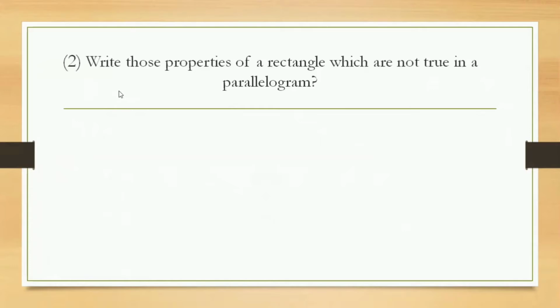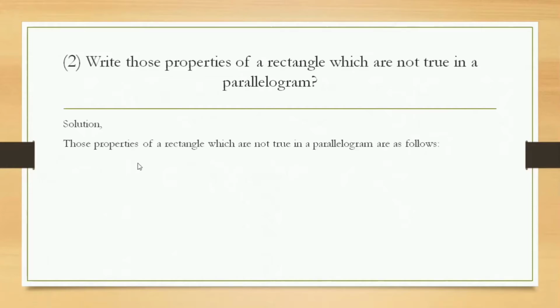Second question, look here. Write those properties of a rectangle which are not true in a parallelogram. That is the properties of a rectangle, but not the properties of a parallelogram. Solution. Those properties of a rectangle which are not true in a parallelogram are as follows. Number 1, A. Each angle of a rectangle is a right angle, but it is not compulsory for a parallelogram. B. The diagonals of a rectangle are equal, but it is not compulsory for a parallelogram.